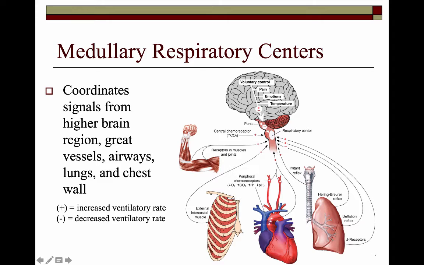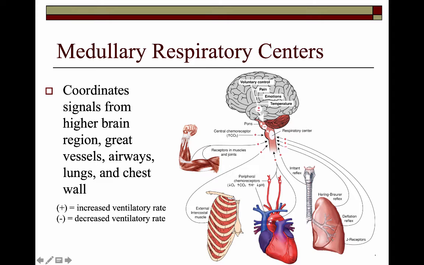So the pluses, like for example, external intercostal muscles, if that receptor site is stimulated, it'll cause an increase in ventilation. Or you work out really hard, increase ventilation. Central chemoreceptors, CO2 goes up, increased ventilation. Depending on pain, emotions, temperature, depending on what's happening, could be increase or decrease ventilation.